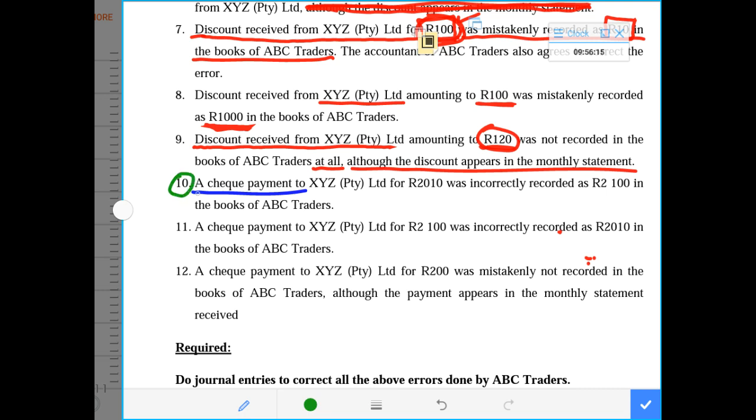Number 10 says that a check payment to XYZ Pty Ltd. Here we are making a payment in the form of the check. I think these days we can say an EFT payment because we normally use EFTs. For an amount of 2,010 rand, it was incorrectly recorded as 2,100 rand. So now this is what we recorded. We recorded more than it was supposed to be.